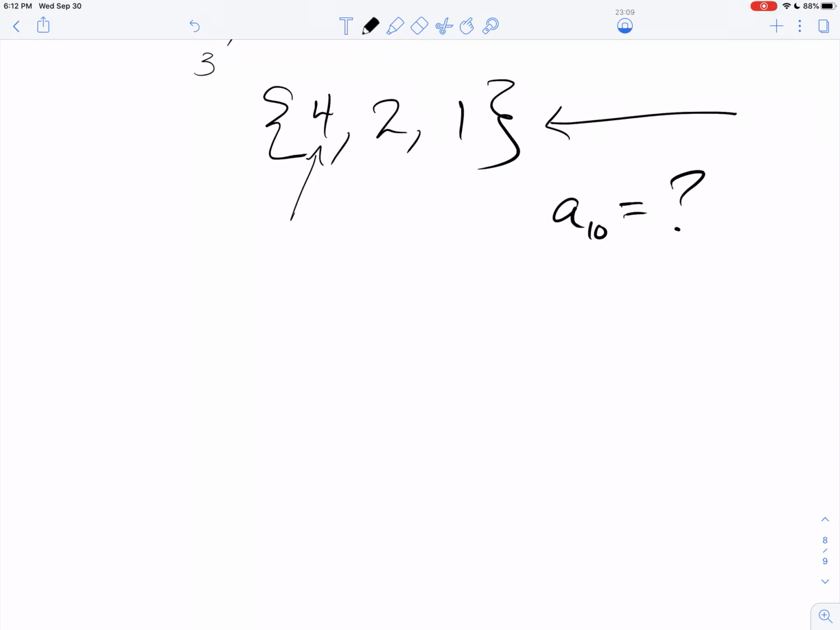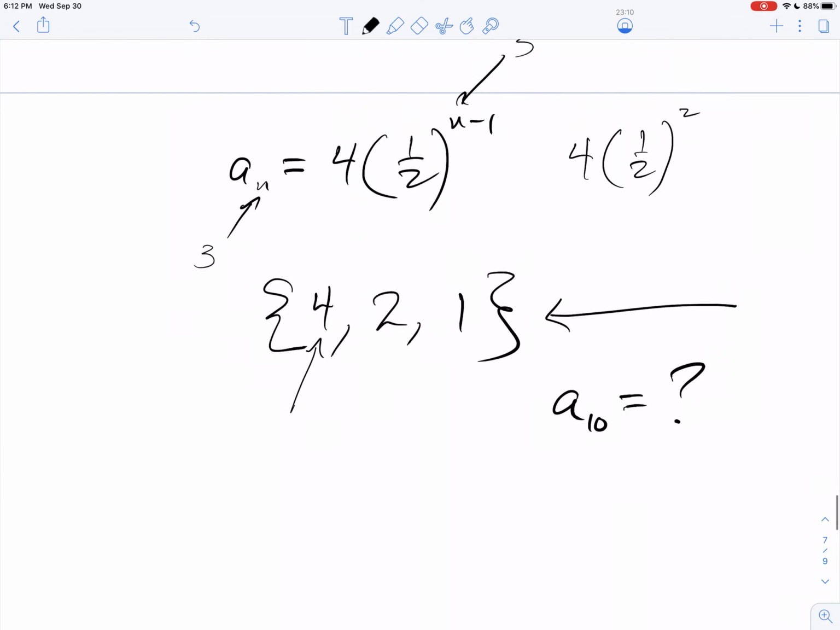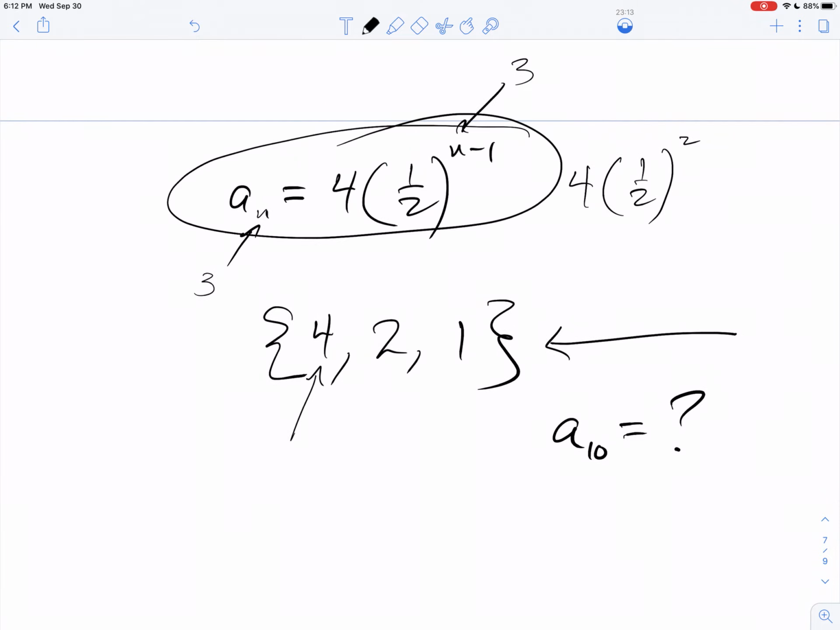I know that r is a half. Heck, I already have this beautiful rule here. So I could say a10, what does it equal? Well, it equals 4 times 1/2 to the n minus 1. Well, that would be a 9. And then I could just grab my calc, which I'm going to do.